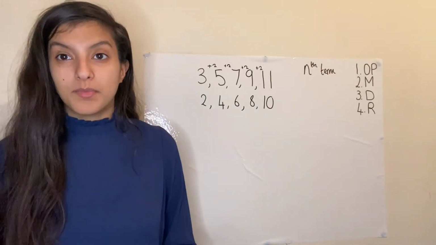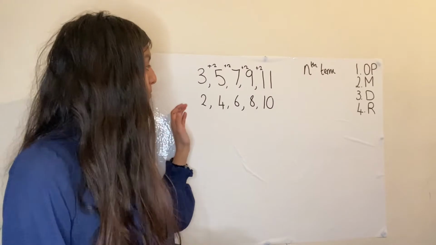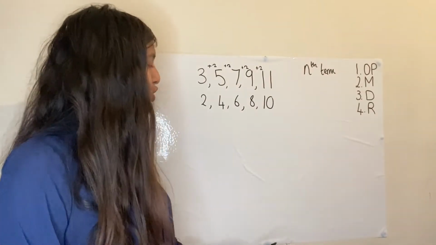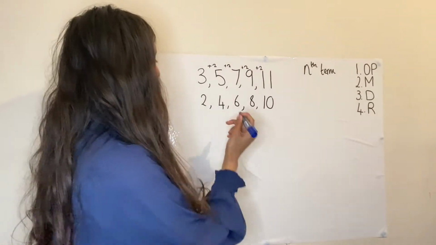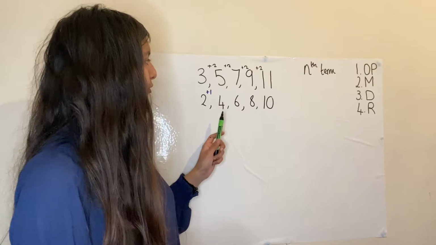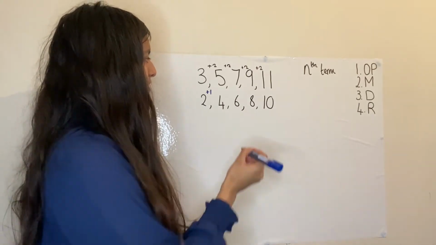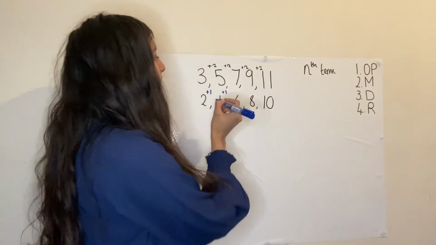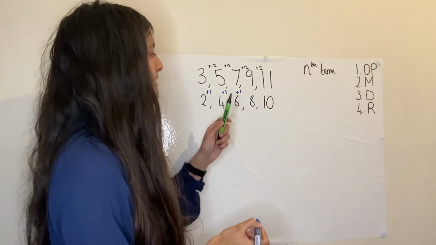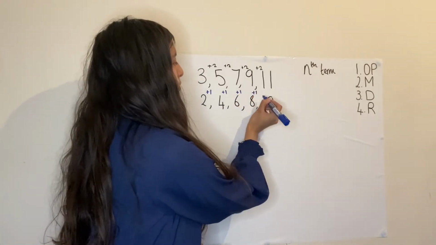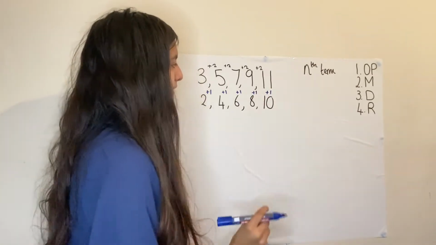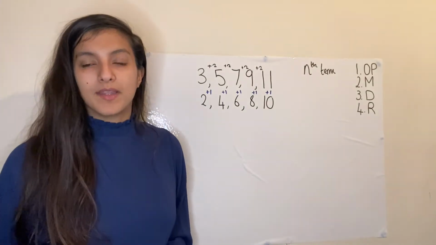Now my third step is to work out the difference between my multiples and my original pattern. So to get from 2 to 3, I need to add 1. To get from 4 to 5, I need to add 1. To get from 6 to 7, I also need to add 1. 8 to 9, add 1. And 10 to 11 is also add 1, okay? That's step number 3 done.